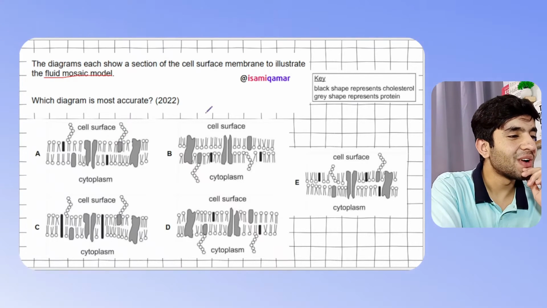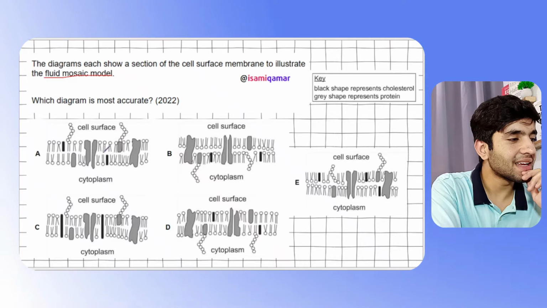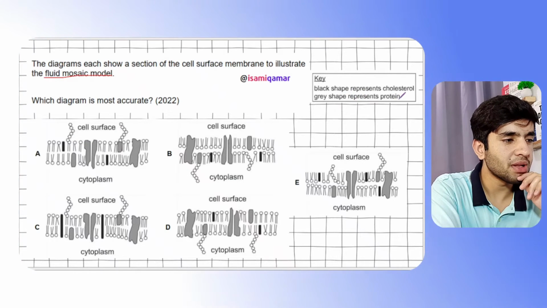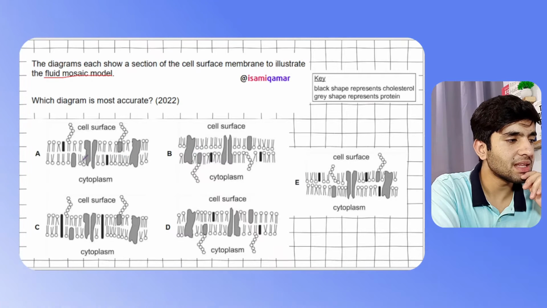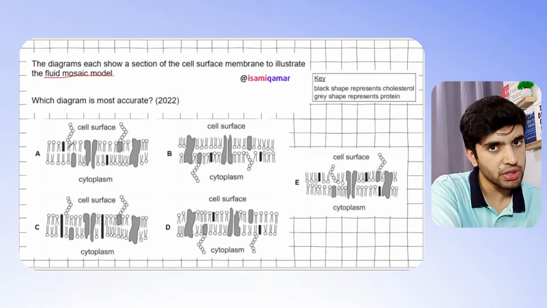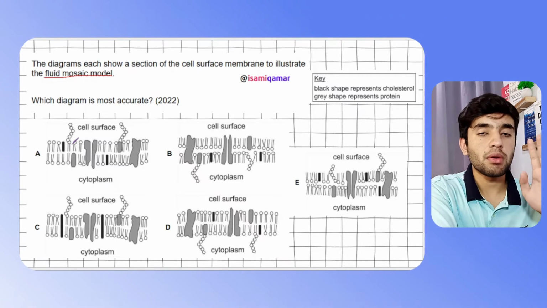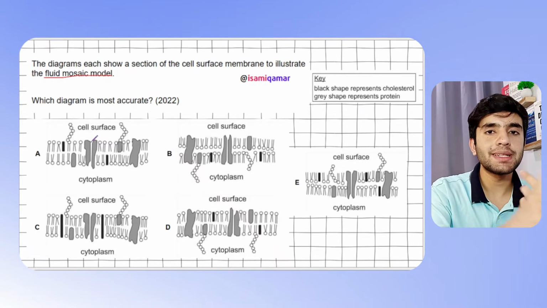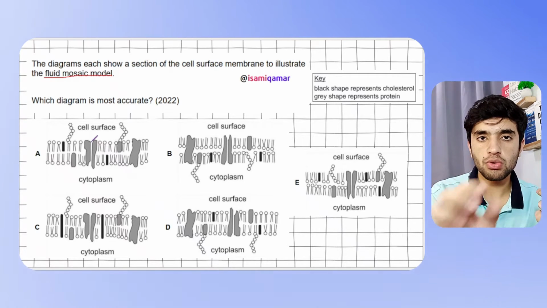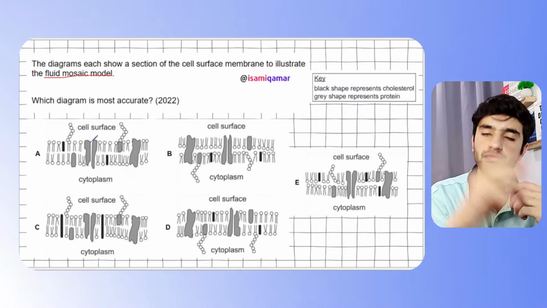Now here they have got a key with everything you need to know. Gray shapes represent protein, and these black bars are cholesterol. Now here's the tricky point. I'm going to make a question. Phospholipids give dash to the cell membrane, while cholesterol gives dash to the cell membrane. Just type in the comment.